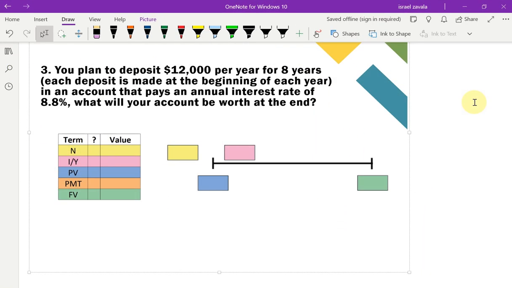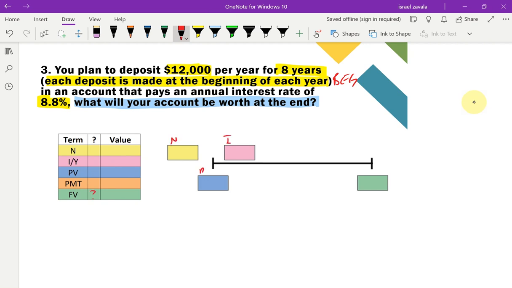Okay, let's go on to the next problem. Got my highlighter. You plan to deposit $12,000 per year for 8 years. Each deposit is made at the beginning of each year, right? This is key. That means our calculator needs to be in begin mode. In an account that pays an annual interest rate of 8.8%, and here comes the question, what will your account be worth at the end? All right, so first off, what are we looking for? What will the account be worth at the end in the future, right? Future value. And let's go through our terms here. Present value, future value, and then we have our payment here.